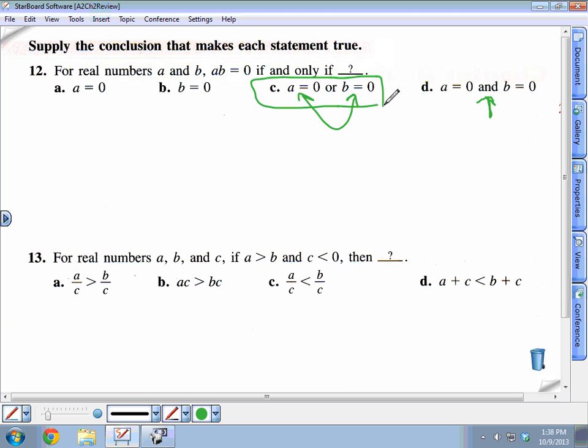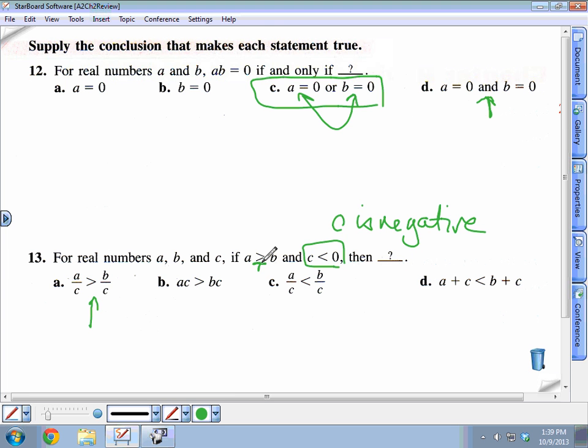For real numbers A, B, and C, if A is greater than B and C is less than 0, what have I told you that means? C is negative. Then, if A is greater than B, is this true? If I divide both sides by C, and C is negative, and I divide both sides by a negative number, don't I have to flip this sign?